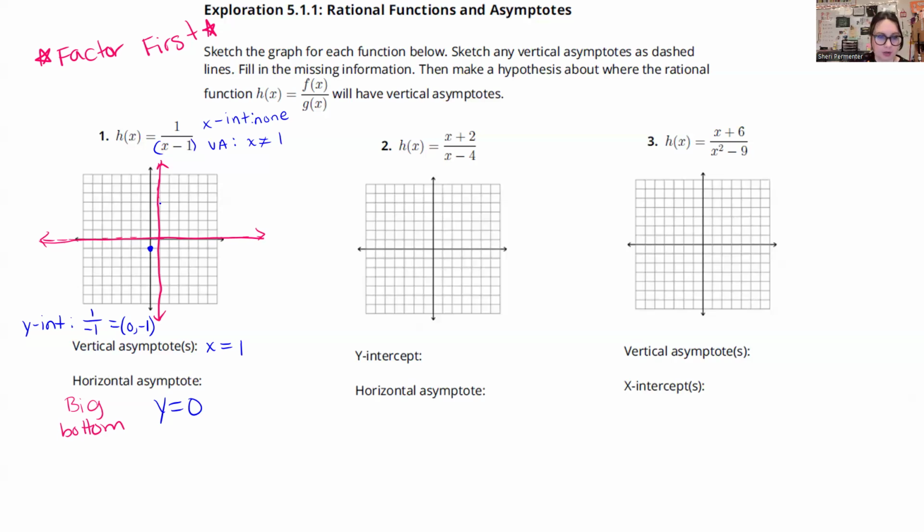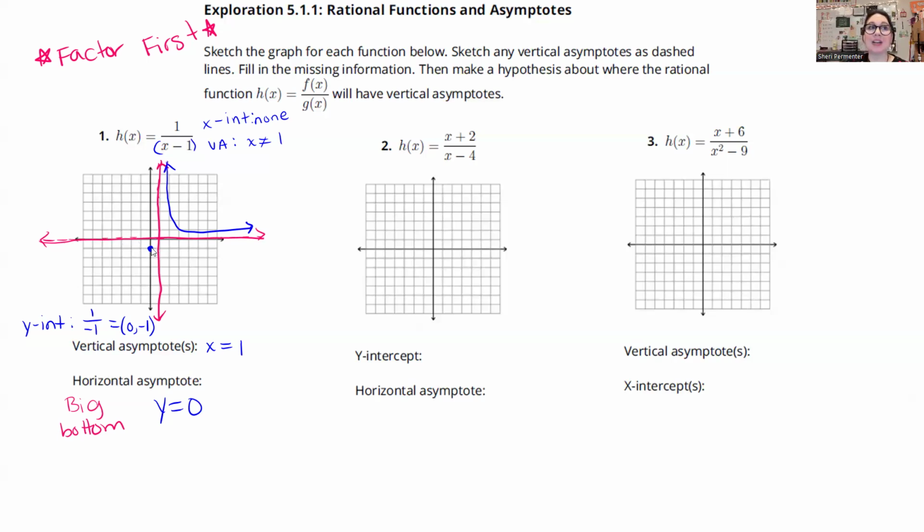So my branch on the right is going to have a shape like that. And this asymptote tells me I'm going to have two different parts to my graph. I'm going to have the graph that's on the right side and then the graph that's on the left side. That's how many branches I'm going to have. Your vertical asymptotes tell you how many pieces your graph is going to have.